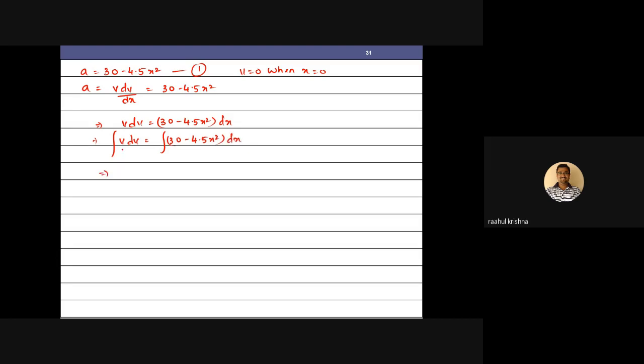Integral v dv gives v square by 2, equal to integral 30 dx, which is 30x, minus 4.5 x cube by 3.